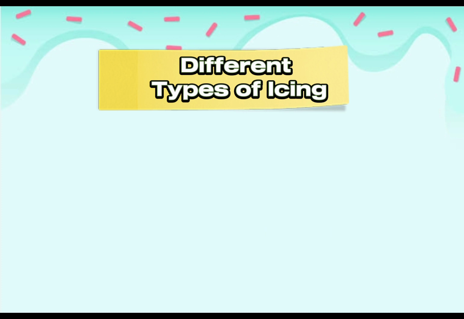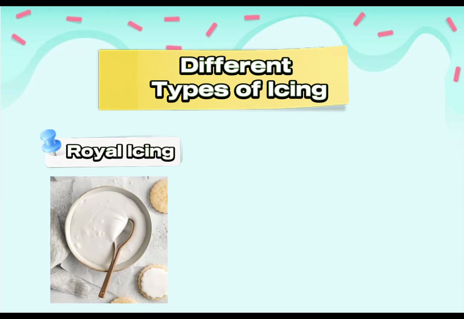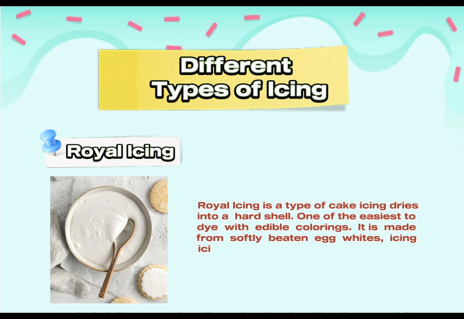So now let's proceed to royal icing. Royal icing is a type of cake icing that dries into a hard outer shell. It is also one of the easiest to dye with edible colorings. It is made from softly beaten egg whites, icing sugar, and sometimes lemon or lime juice. It is used to decorate Christmas cakes, wedding cakes, gingerbread houses, cookies, and other cakes and biscuits.